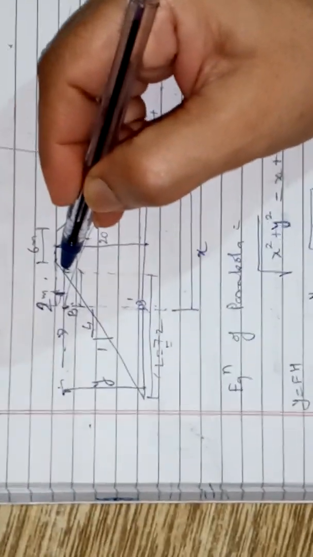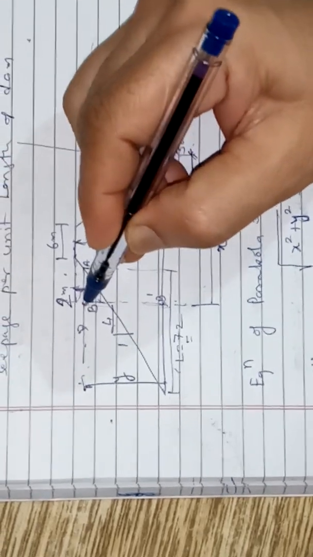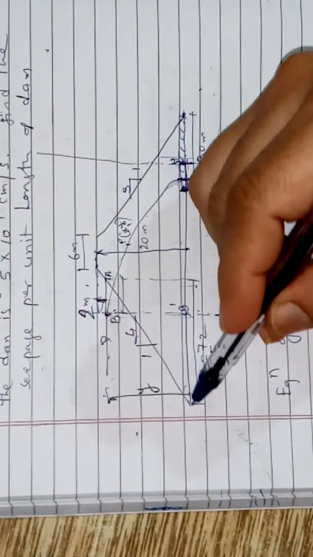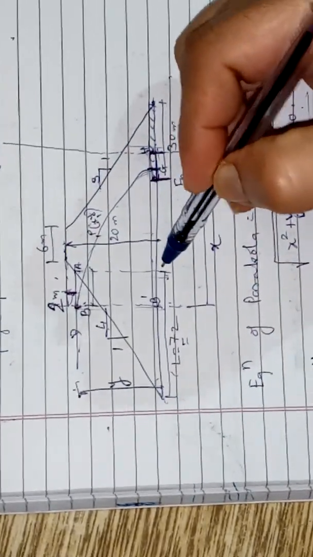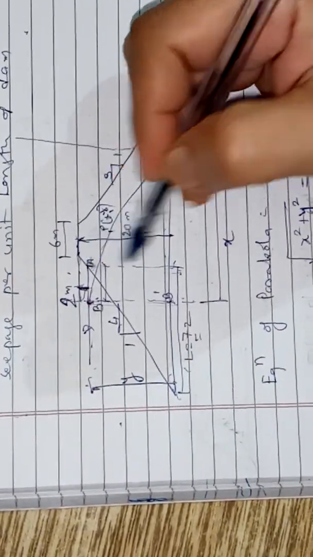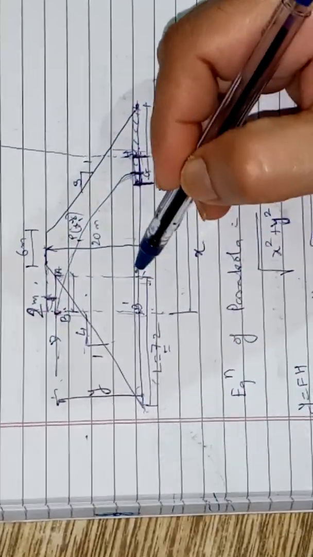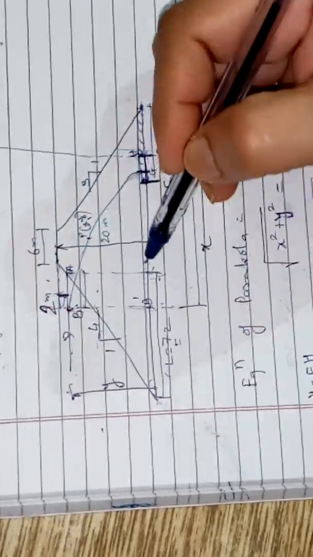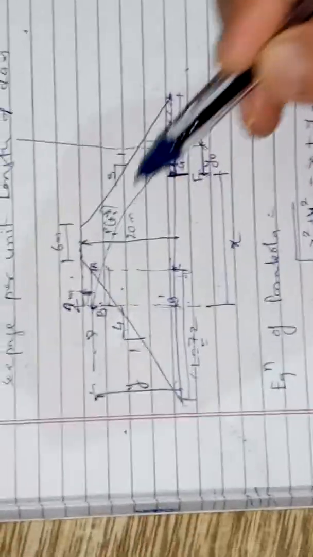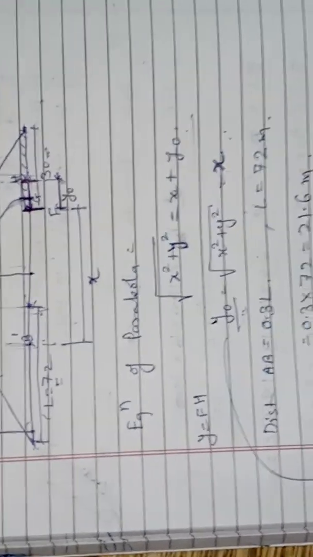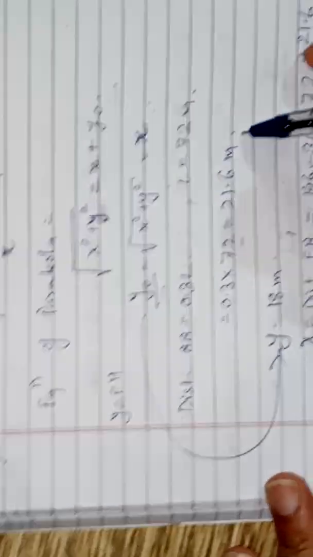As we have seen already, the distance from A to B is given as 0.3 times L, where L is the projection of the wetted length on the horizontal plane. So this height is 18 meters. So 18 with this slope as 1:4, this distance comes out to be 18 into 4, that is 72 meters, which will be the length L. So if this is L, the distance AB will be 0.3 L. So AB will be equal to 0.3 into 72, that is 21.6 meter.